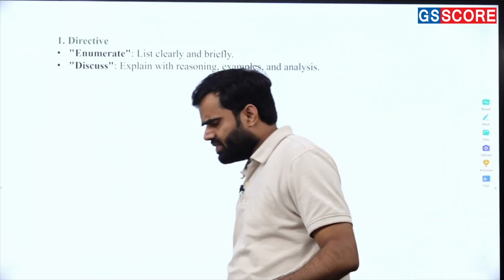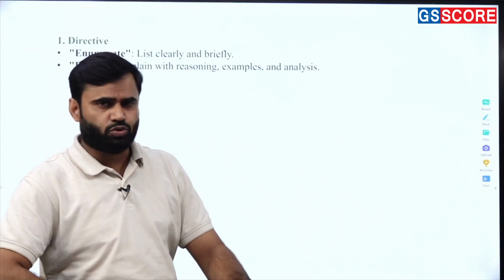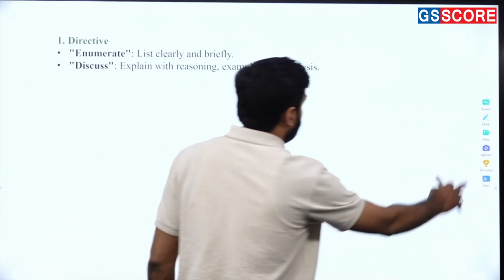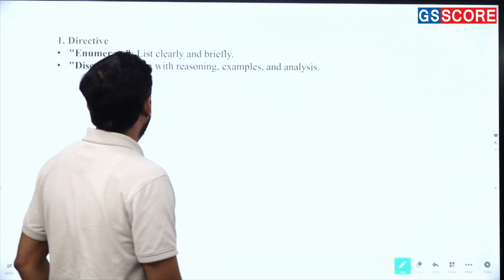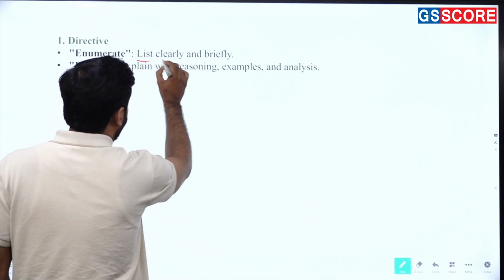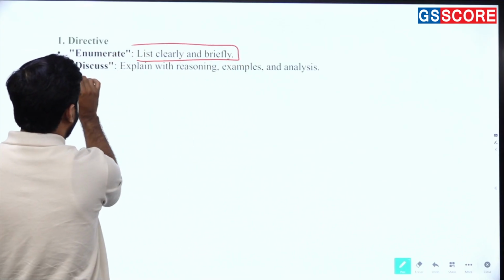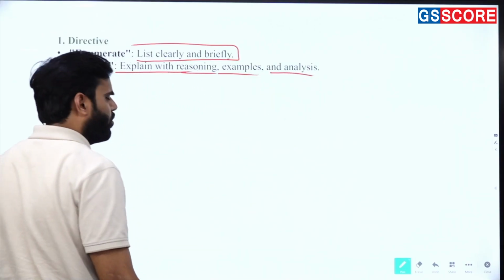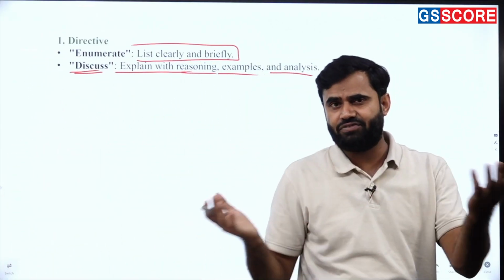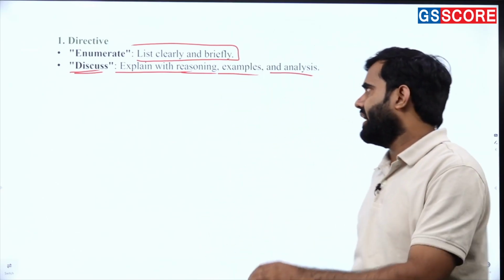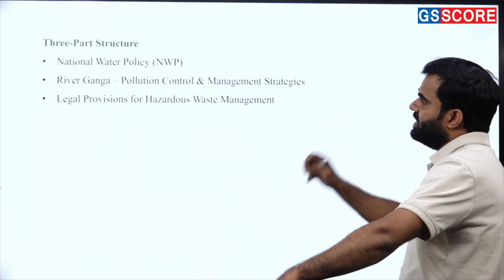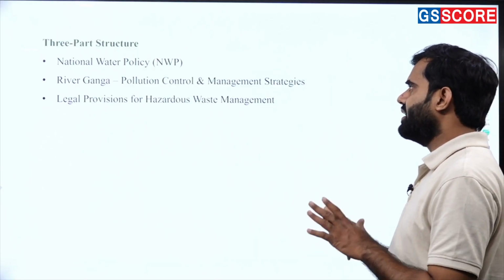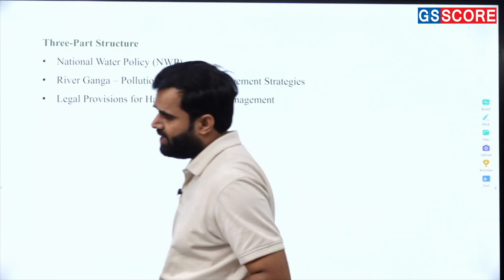You know that every time we discuss the directive words in the question, first of all we have to find the directive words, and these are the directive words in the question. The first, enumerate, means list clearly and briefly. Second is discuss, explain with reasoning, examples and analysis. Both have similar definitions but a different nature. So on the basis of directive words, we will find out the different parts of the question. This question has a 3-part structure. The first is national water policy.